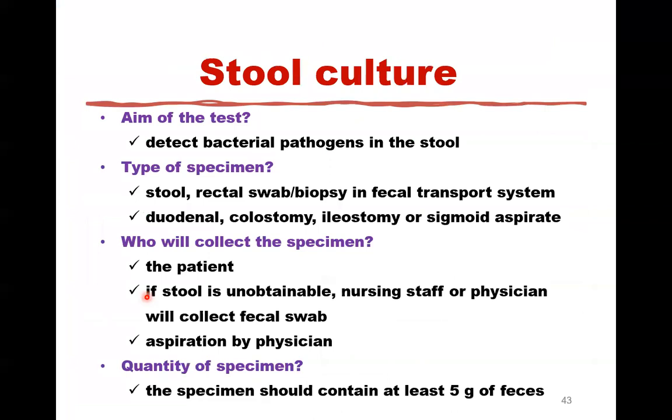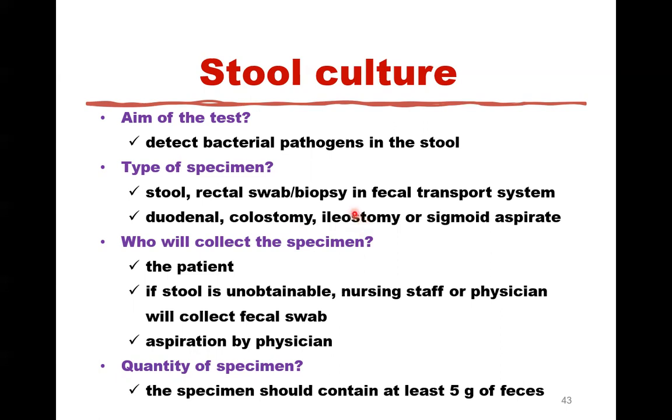So when we do a stool culture, why do we do it? We are looking out for pathogenic bacterial agents. And of course, since it says stool culture, stool will be the best sample. But under certain conditions, rectal swab or biopsy that are transported in fecal transport medium can be submitted for culture. Duodenal aspirate, colostomy samples, ileostomy samples, or sigmoid aspirate can all be sent.